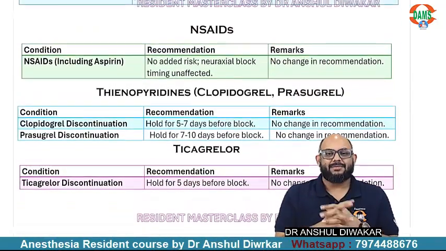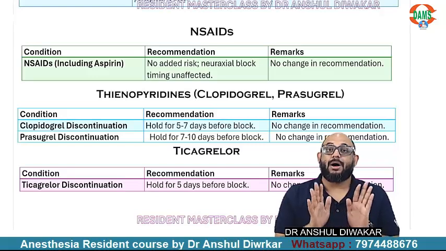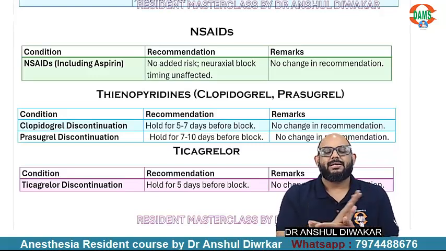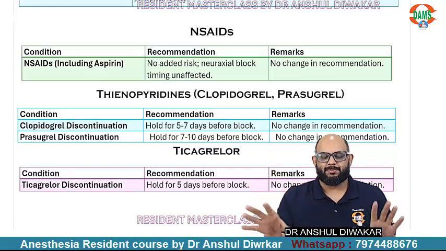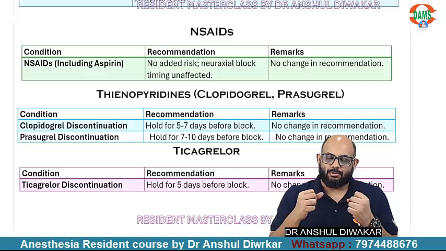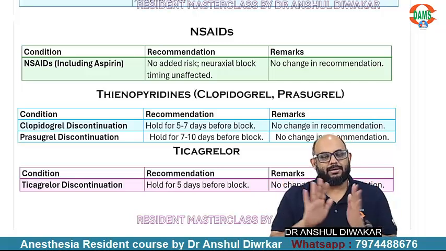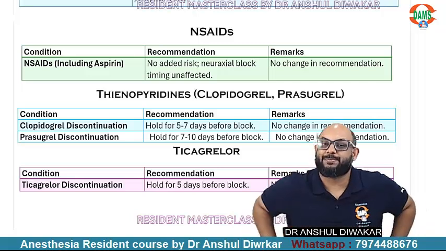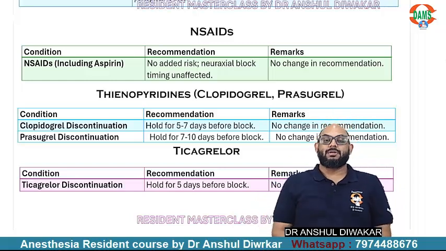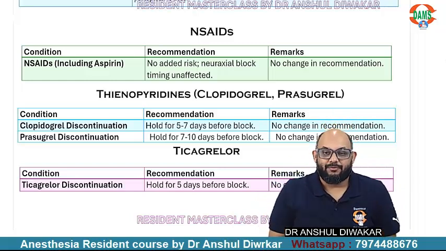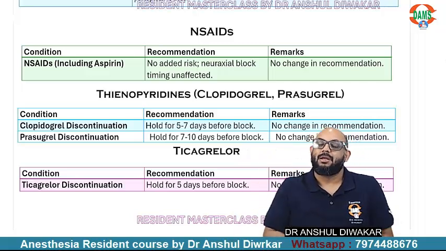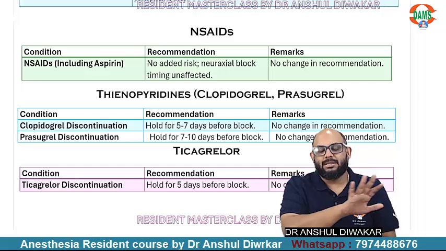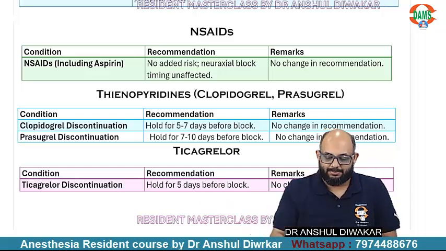Now NSAIDs has a very standard recommendation. According to ASRA, there is no contraindications to NSAIDs, and that includes aspirin. That includes your COX-2 inhibitors as well. So no added risk for neuraxial block. So what we do for spinal anesthesia, what we do for hernia surgeries, we have to give spinal and we wait for 5 days. We tell the patient is currently unfit for surgery, stop aspirin. You have to stop clopidogrel, but there is nothing that says that you have to stop aspirin.